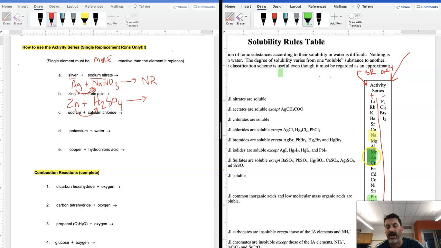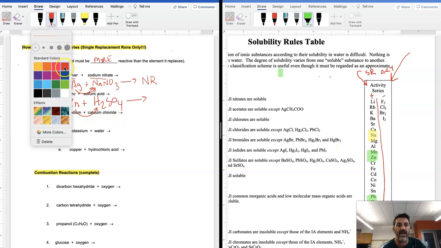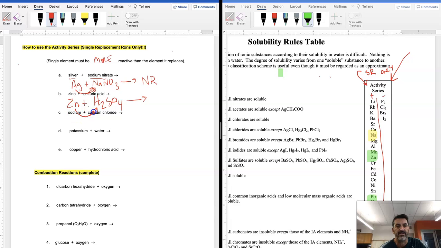So zinc is actually higher than hydrogen on the activity series, meaning zinc is much more active. So that means that zinc actually can come in. Zinc can actually come in and remove the hydrogen. So if that's the case, then we're going to write zinc sulfate, because zinc is +2, sulfate is -2, and hydrogen is now going to be by itself. Hydrogen is part of Brinkelhoff, so it gets a 2. And I'd balance it, but it already looks like the equation is balanced.